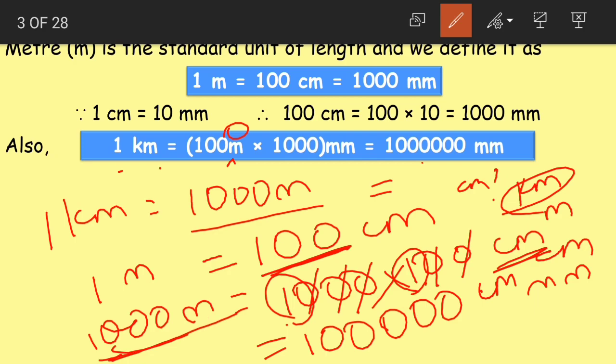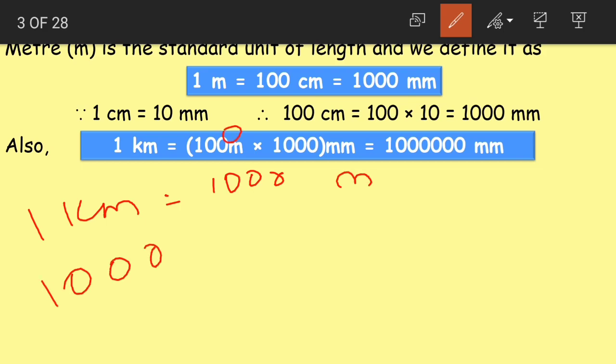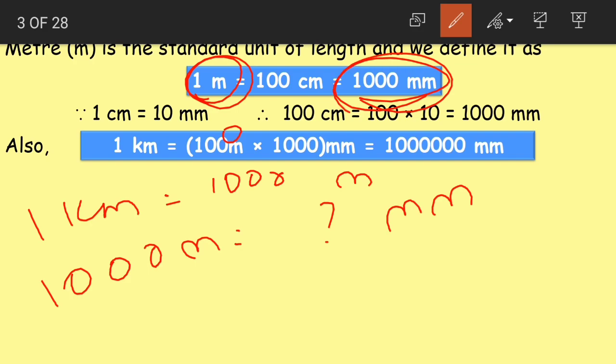So 1000 meters when converted into centimeters, we get 1 lakh centimeters. 1 kilometer is equal to 1000 meters or 100,000 centimeters. Now if I convert the same 1000 meters into millimeters, we know that 1 meter is equal to 1000 millimeters, right? 1 meter is equal to 1000 millimeters.